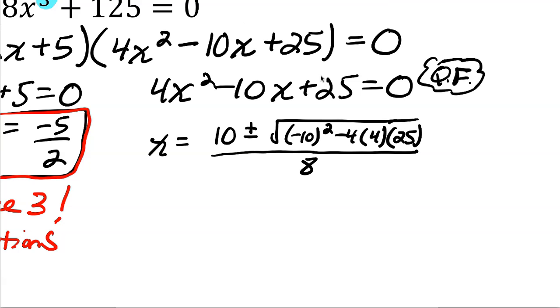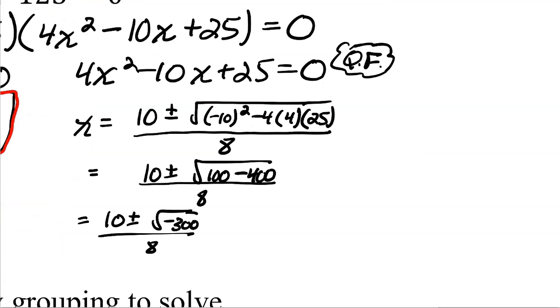Go ahead and pause the video, see if you can simplify that. We've done these before. Pause the video and see if you can get those final simplified answers. So I got all the way down to 10 plus or minus square root of negative 300 divided by 8.